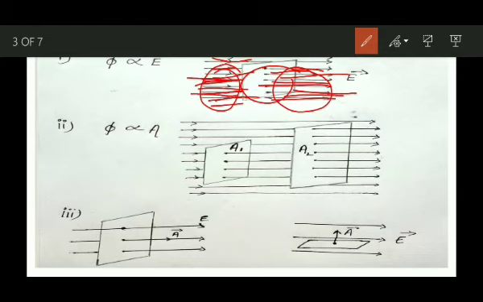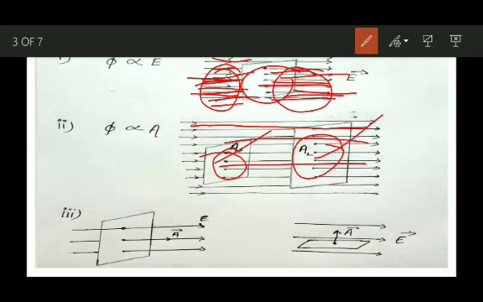Now in the second case, electric flux depends on the area, as we have an area A1 and an area A2. Area A1 is the smaller one, on the other hand area A2 is the greater one. So the electric field lines passing through the area A1 are fewer. On the other hand, the electric field lines passing through the area A2 are greater. So the conclusion is electric flux is directly proportional to the area.